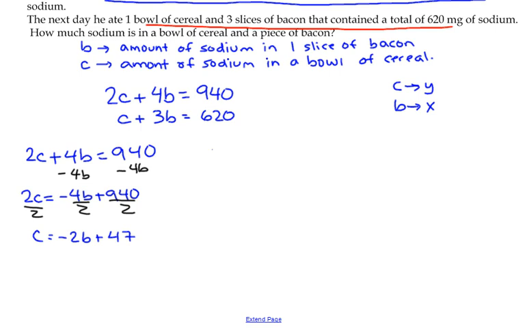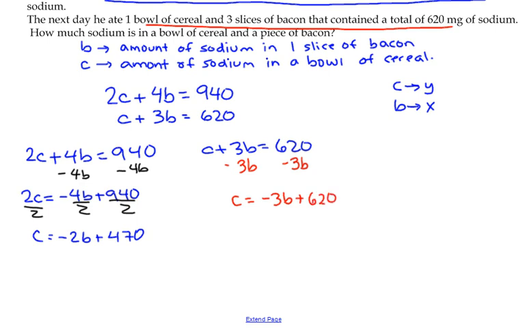Second equation, isolate for C. Oh, yeah, I forgot a 0. I was thinking of shortcutting in my head. Forgot to add the 0. Okay, first step here. You could leave it as 940 over 2. It'll still give you the same answer. Okay, so subtract 3b, and we get C equals negative 3b plus 620.